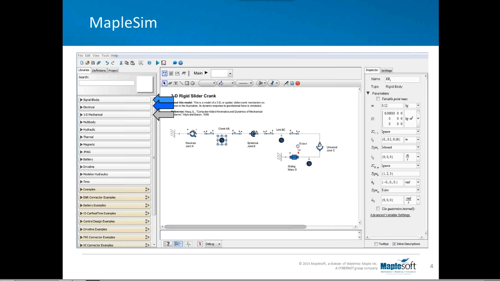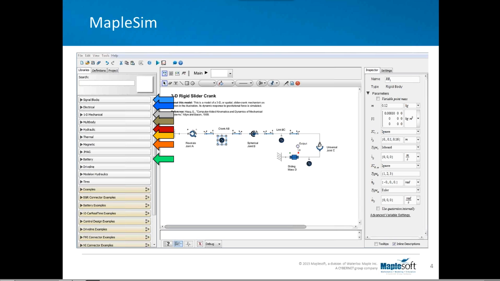There's a 1D mechanical library, and this library is divided into two sub-libraries, one for rotational components and one for 1D translational. We'll come back to this, as it basically provides a gateway from our multibody, or 3D multibody world, to the 1D world, which then gives us access to all the other domains. Of course, the multibody library, which we will look at in more detail shortly. And there are other libraries specific for hydraulic, thermal, magnetic, and battery, and a few others.